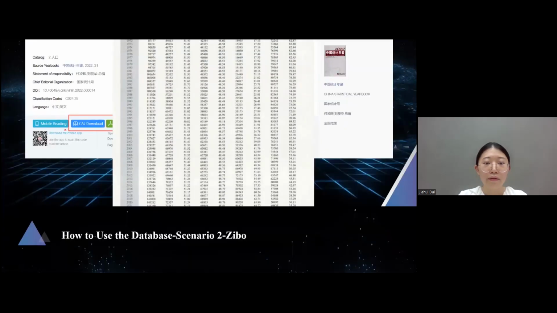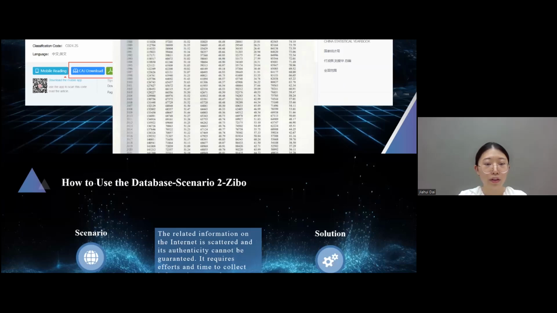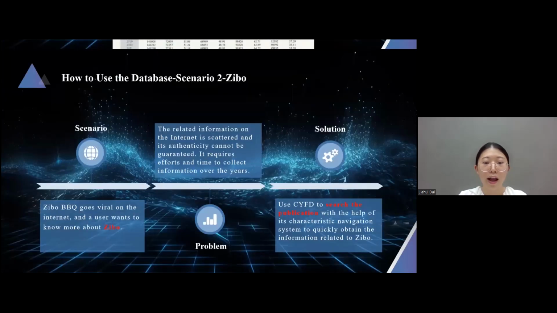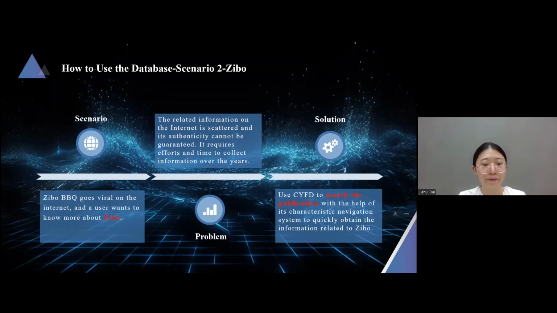Through the first scenario, we have learned about entry search. In the second scenario, let's look at how to search by publication. Now, Zibo barbecue has gone viral on the internet, and people must be full of curiosity about Zibo. Here, a user wants to know some relevant information about Zibo. Similarly, we face the same problem as in the previous scenario: it takes effort and time to find authoritative information on the internet.